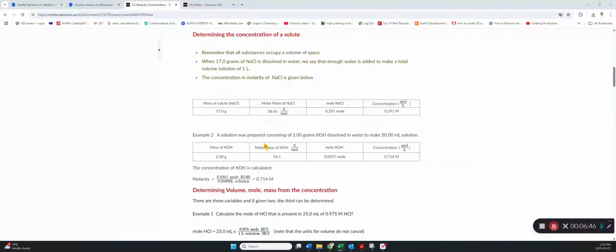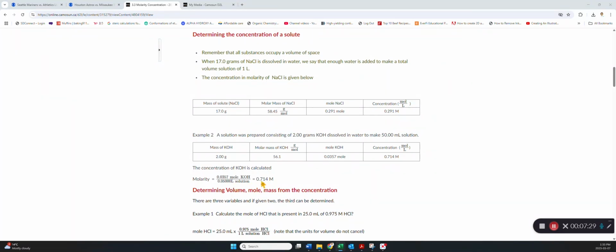Okay, the next example: a solution was prepared consisting of 2.00 grams of potassium hydroxide dissolved in water to make 50 mL of solution. Now let's take a look at this. What we have is 2 grams times 1 mole divided by 56.1. In other words, we take the mass and divide by the molar mass to give you the moles. And once you get the moles, you divide by 0.0500 liter solution to give you a value of 0.714 moles per liter, or big M.